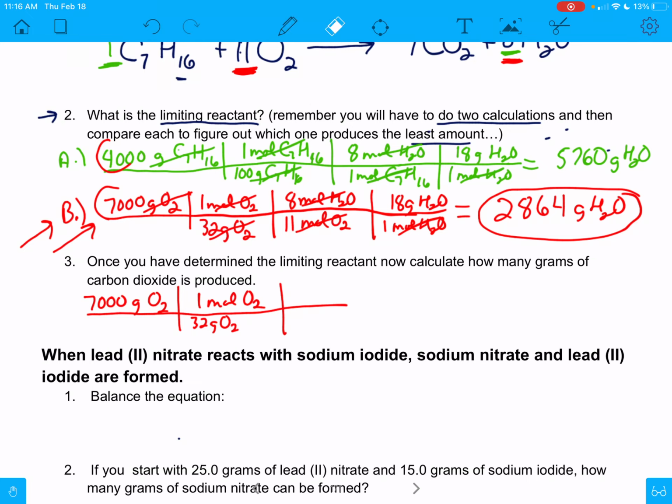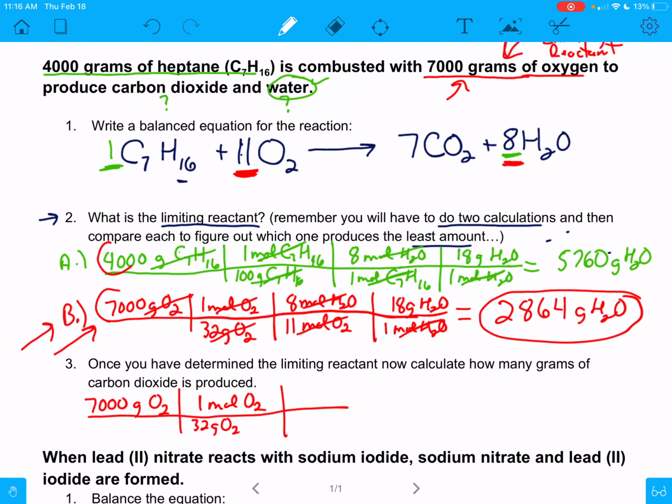Just a second here. Back to this. What's the mole ratio between O2 and CO2? CO2 is 7, and O2, of course, is 11. So this is going to be 11 moles of O2 and 7 moles of CO2 on top. Now the next thing I do is convert from moles of CO2 into grams of CO2. So 1 mole of CO2 has a mass of 44 grams of CO2.